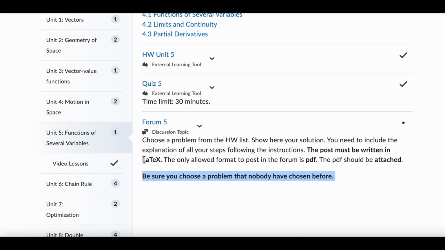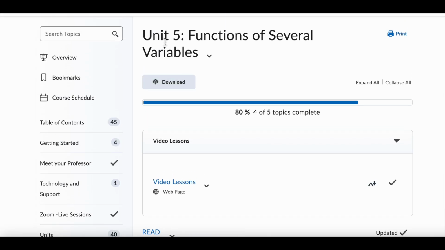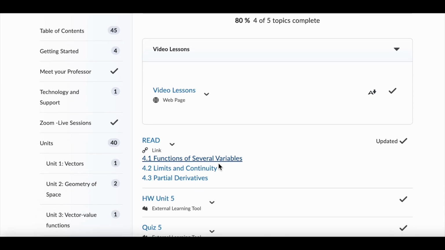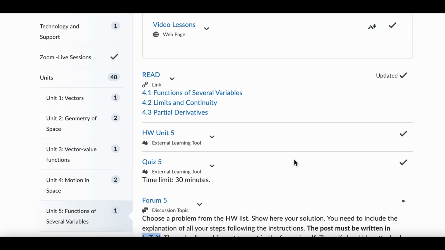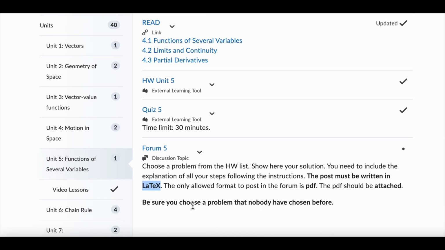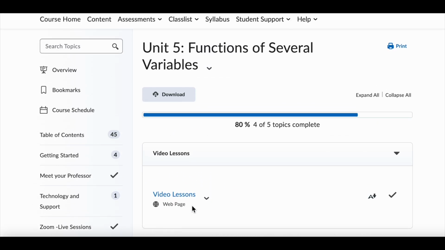This forum post should always be written in LaTeX, which is a mathematical typesetting software that you have to learn in the first week. So I review again the whole unit now. Start watching videos, reading the book, doing the homework, doing the quiz, and doing the forum post. That's what you have to do every week.